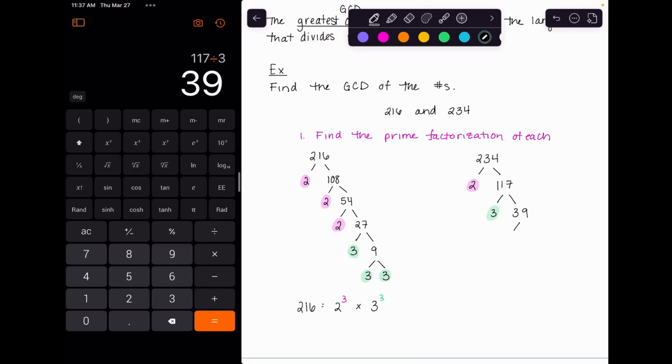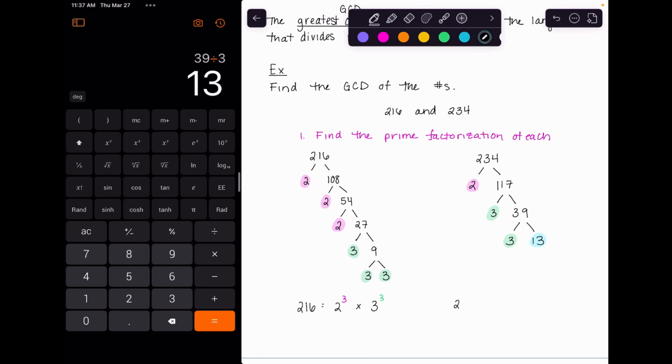And then same thing, not even, so not divisible by 2, but it is divisible by 3. We get 3 and 13. And 13 is a prime number, so I cannot go further than that.